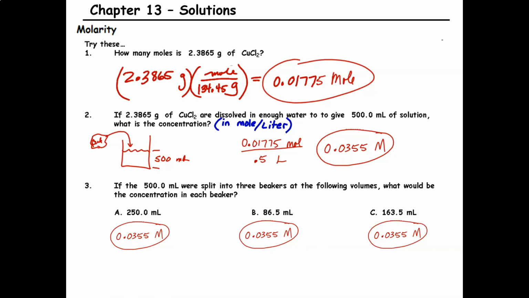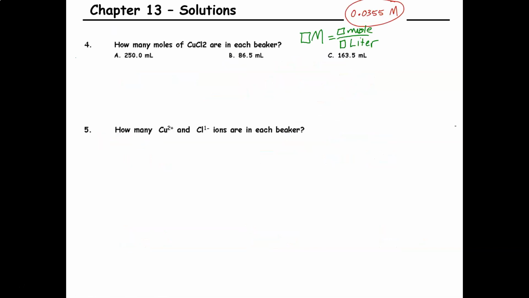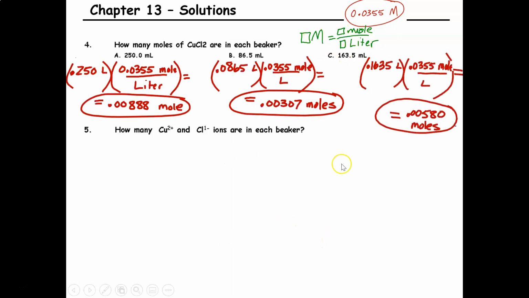All right, let's look at a couple more. Number 4, how many moles of CuCl2 are in each beaker? Now, we have those 3 beakers here split up, and they all have the same concentration, but they each have a different volume or different number of liters. So if I take this formula, moles divided by liters, I can solve it for moles, doing a little bit of that algebra on the fly here.